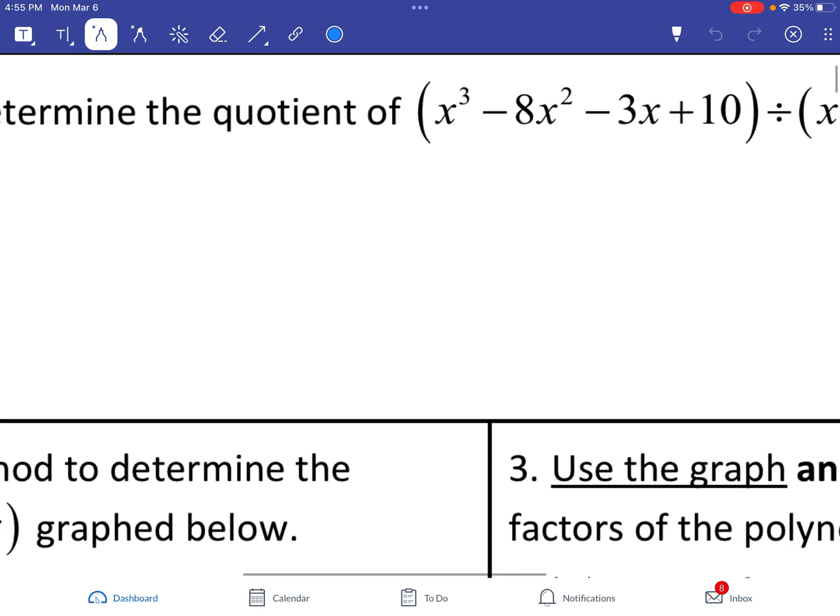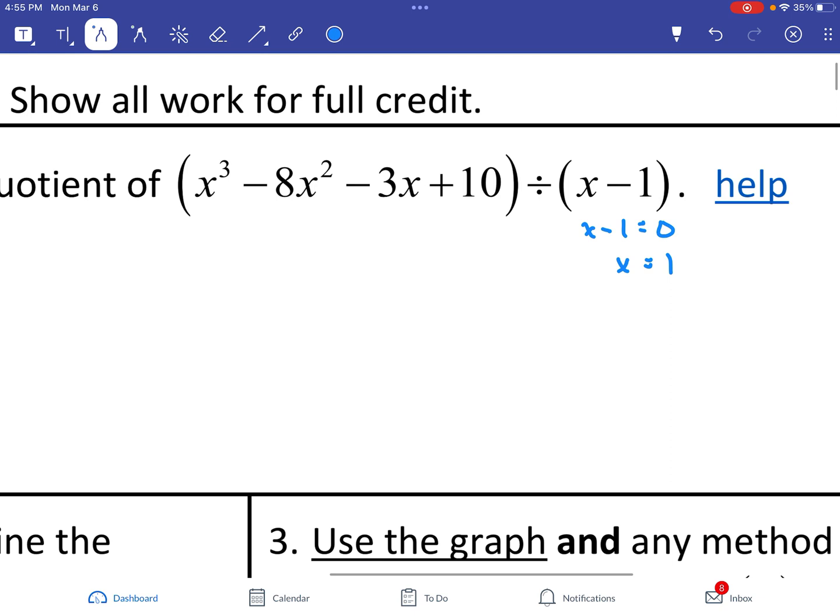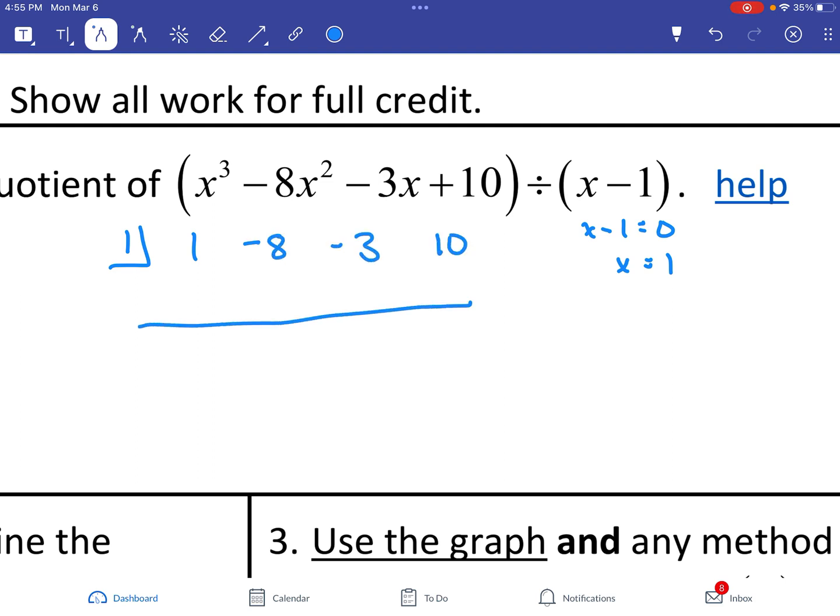So we're going to take our divisor, x minus 1, set it equal to 0, get x equals positive 1. That's going to be the number in our little box. We bring the numbers from our polynomial down, so x to the third has a 1, negative 8, negative 3, positive 10. Now we just use synthetic division.